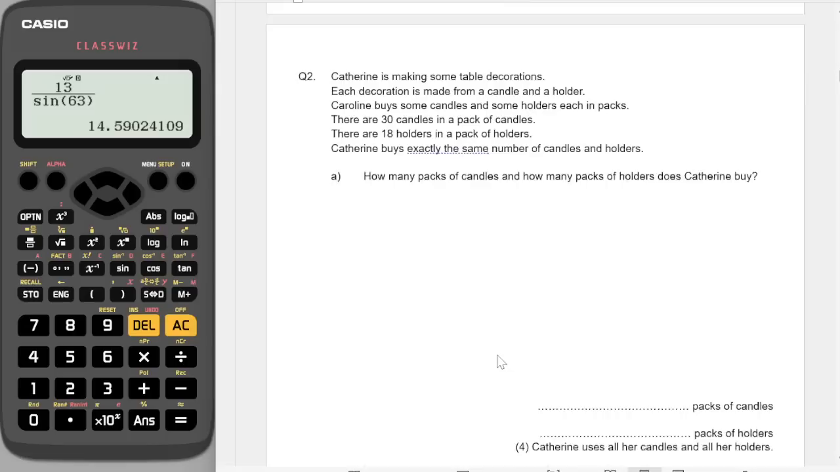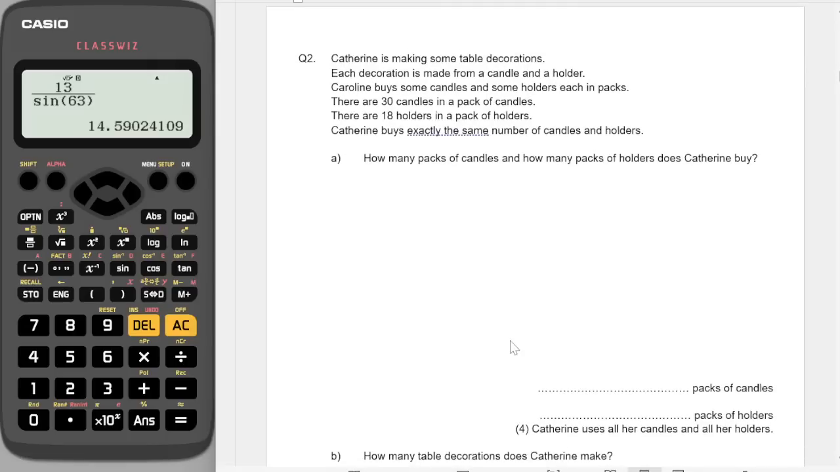Okay, and question 3. So Catherine is making some table decorations. Each decoration is made from a candle and a holder. Catherine buys some candles and some holders, each in packs. There are 30 candles in each pack, 18 holders in each pack. Catherine buys exactly the same number of candles and holders. How many packs of candles and how many packs of holders does Catherine buy? So I'm going to assume I'm after the minimum amount.